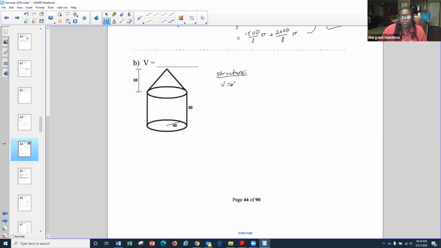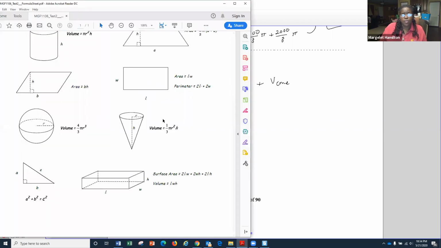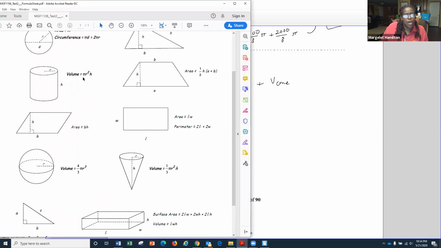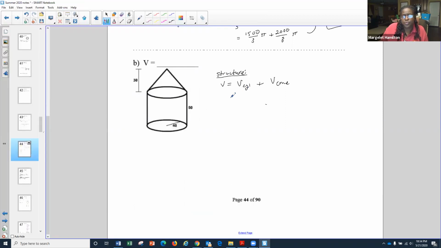So volume equals the volume of a cylinder plus the volume of a cone. All right, so now we got our structure, we need some formulas. Remember, the volume of a cylinder was pi r squared h. So pi r squared h.